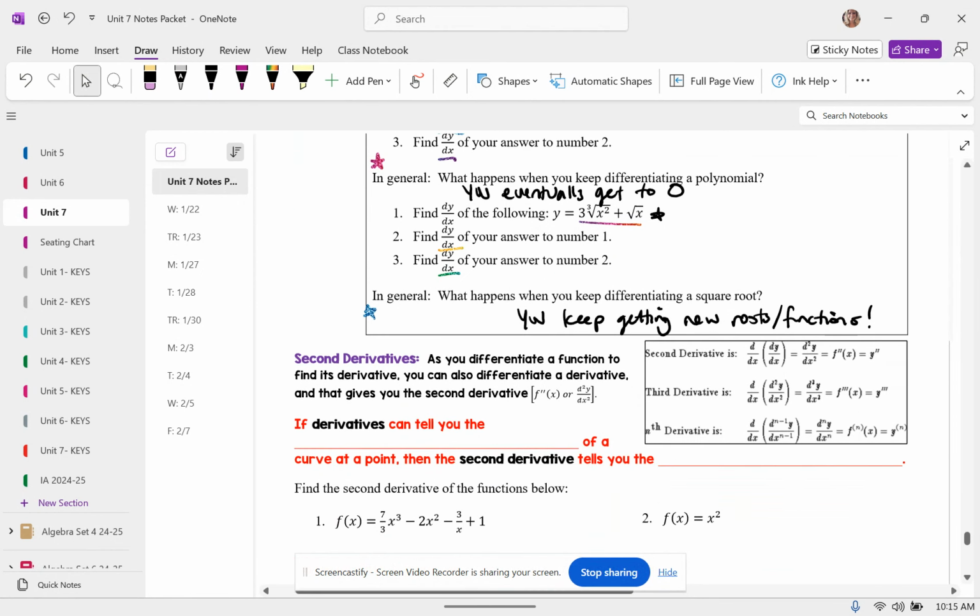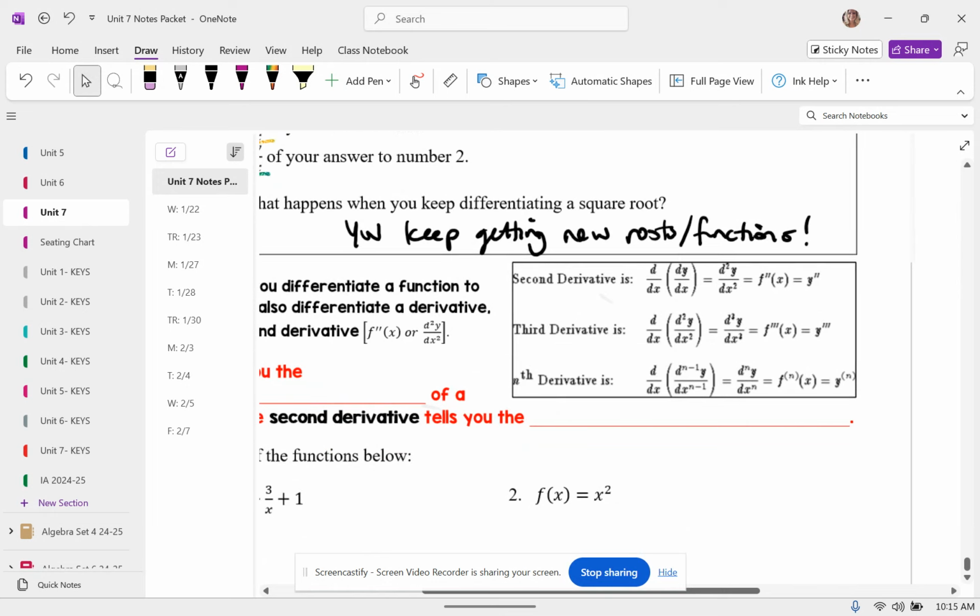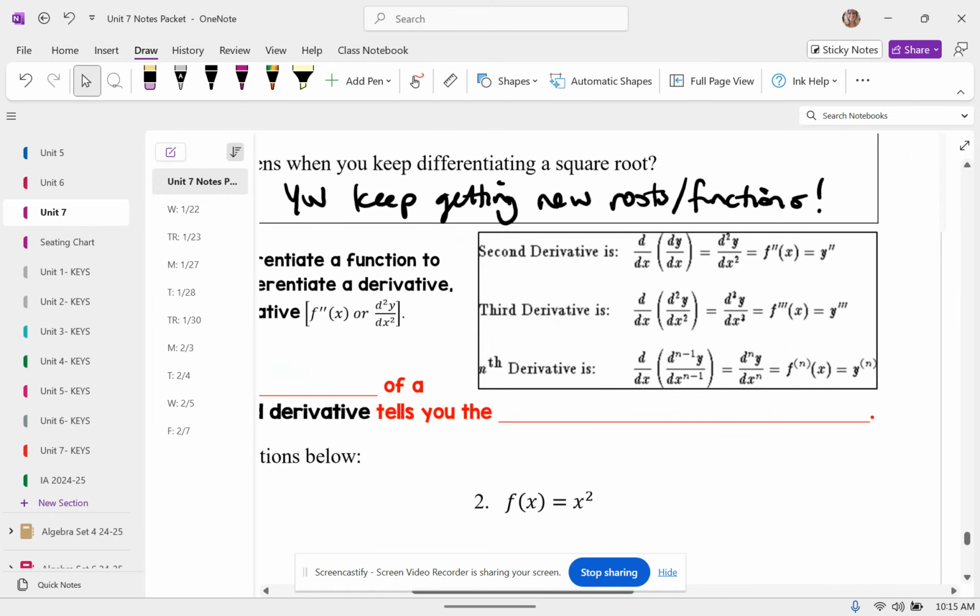Let's talk about a second derivative. So as you differentiate a function to find its derivative, you can also differentiate a derivative. That means take the derivative of the first derivative. And that gives you the second derivative. Let's look at this notation here, okay? So you take the first derivative, right? And you would get the first derivative is dy dx. So the second derivative looks like the derivative of dy dx, which would end up being d squared y over dx squared.